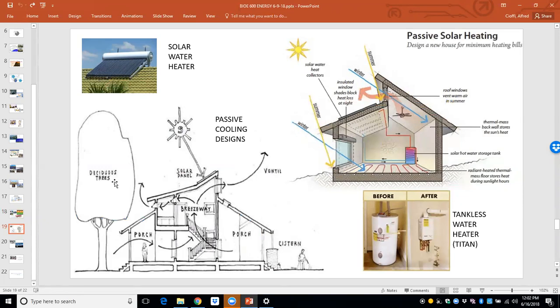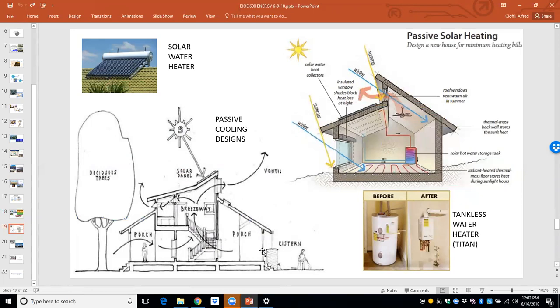The winter will be cooler, so it allows the sun to come through the bare branches and warm up the house passively. But in the summer, the tree will be full of leaves and form shade for the house, and prevent the sun from hitting directly on the house during certain hours of the day. All right, so houses can be designed to be more energy efficient.